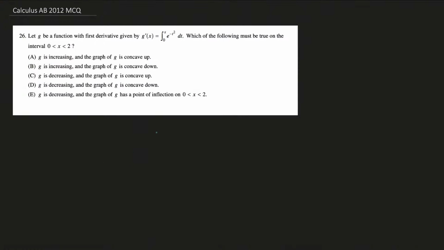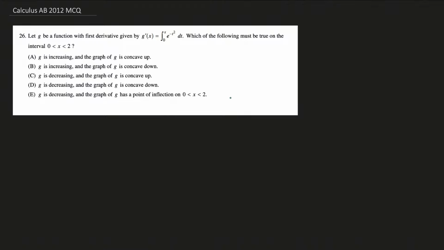26 says let g be a function with the first derivative given by g prime of x equal to the integral from 0 to x of e to the -t squared. Which of the following must be true on the interval from x equals 0 to x equals 2?